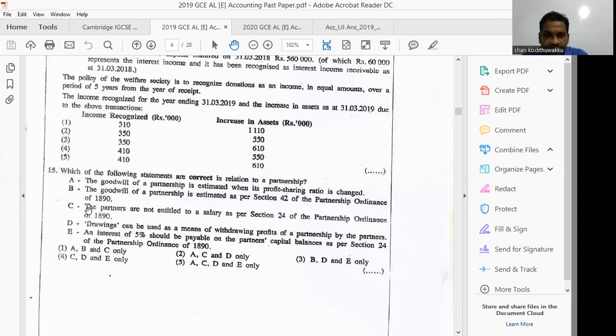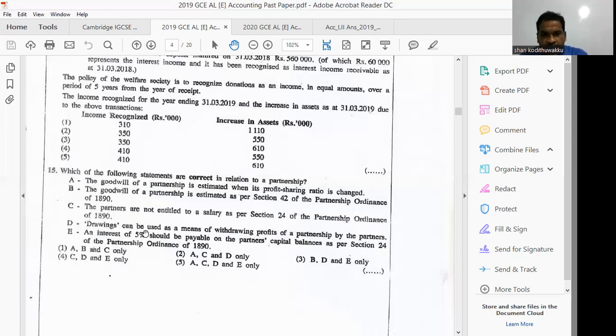When it comes to C, the partners are not entitled to salary as per section 24 of the Partnership Ordinance. Correct. Under section 24 they have mentioned no salaries to partners. Therefore, C is correct. A is correct, B wrong, C is correct. D, drawings can be used as a means of withdrawing profits of a partnership by the partners. Yes, that is also correct. When it comes to E, an interest of 5% should be payable on the partner's capital account as per section 24 of the Partnership Ordinance 1890.